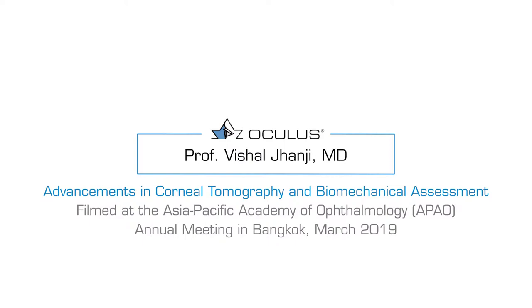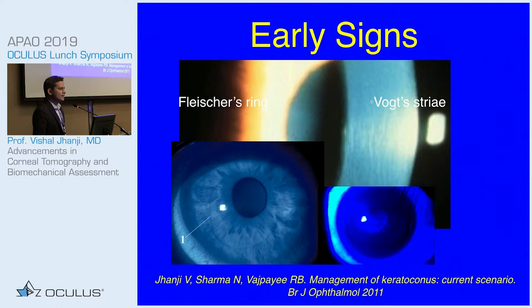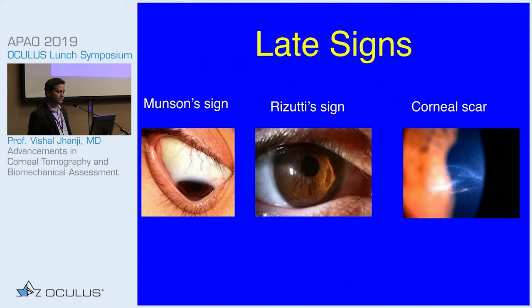So let's start with early signs of keratoconus. Professor Belin has very nicely described how we detect progression of the disease. Sometimes, as we do more cross-linking, we realize that there are cases which are hard to detect. Early signs include Fleischer's ring and Vogt's striae. You can also look at the late signs, Munson's sign, Rizzuti's sign, and corneal scar. If you have a case like that, you really don't need to use anything, even corneal topography. This is a clinical diagnosis of keratoconus.